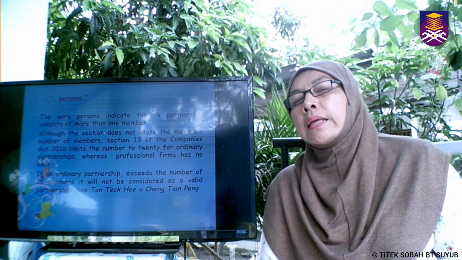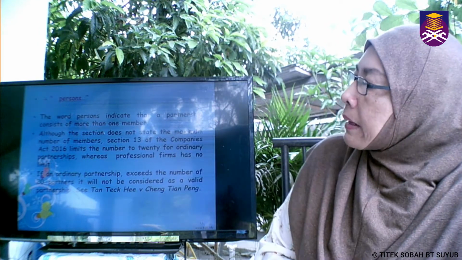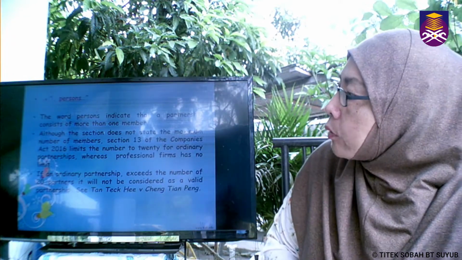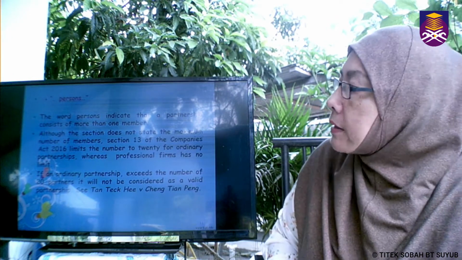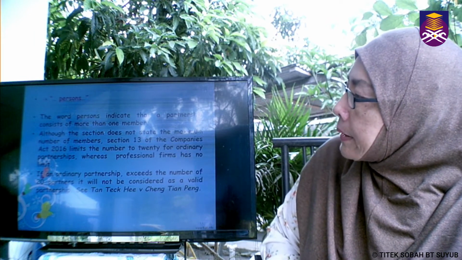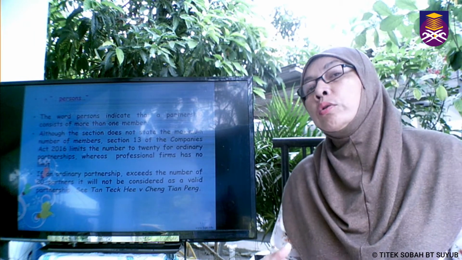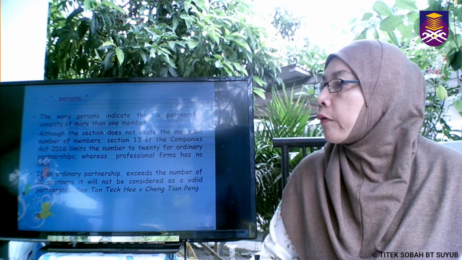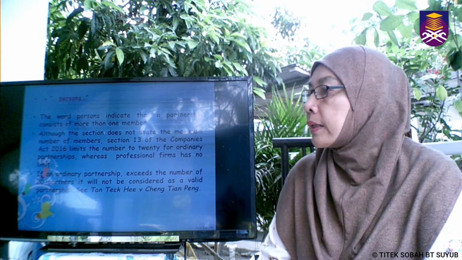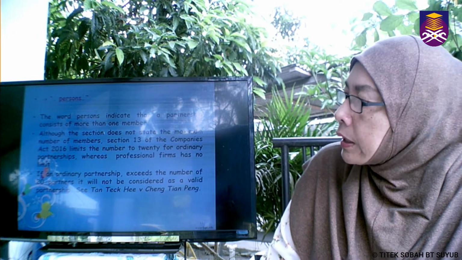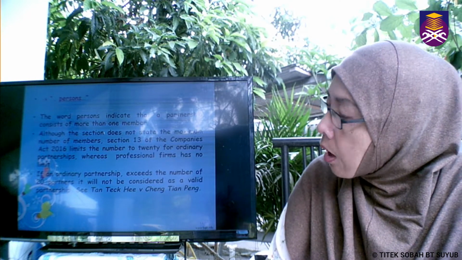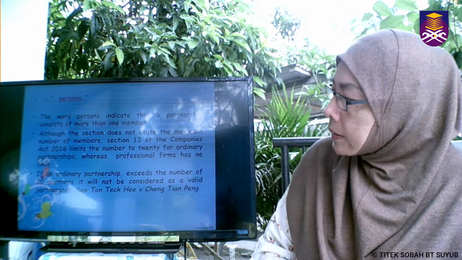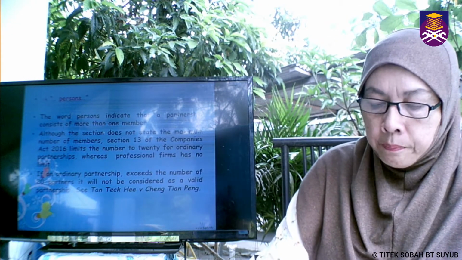However, where does it state what the maximum number is? The maximum number is according to section 3 of the Companies Act 2016, whereby under that statute, if the number exceeds 20, then you need to form a company. However, if this is a professional firm, of course you are allowed to exceed the said numbers. If this is an ordinary partnership, it is wrong to exceed the 20 numbers. This is stated in the case of Tan Teck Hee versus Cheng Tian Peng.